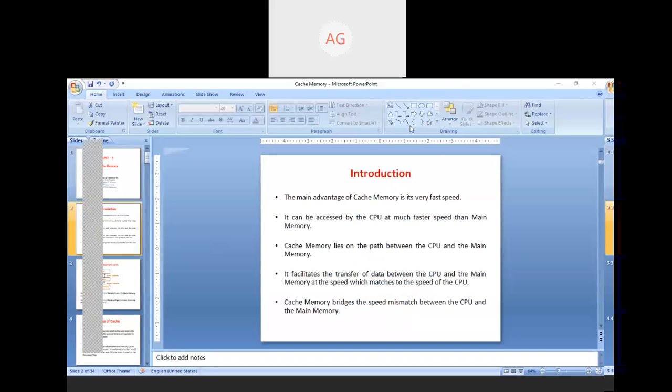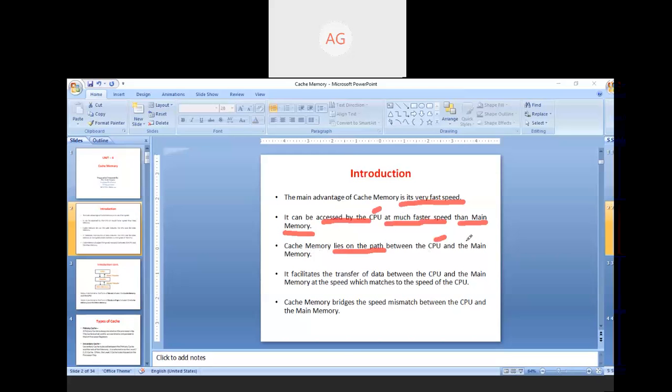Now first, the introduction of cache memory. The main advantage of using cache memory is its very fast speed. The other thing is that it can be accessed by the CPU at much faster speed than main memory. So the cache memory speed is much faster than the main memory, and that's why we are going to use it. Cache memory lies on the path between the CPU and the main memory. We will see its diagram in the next slide. It exists between the CPU and the main memory.